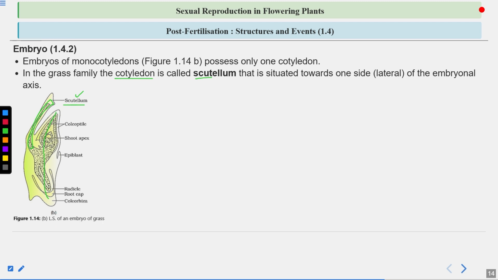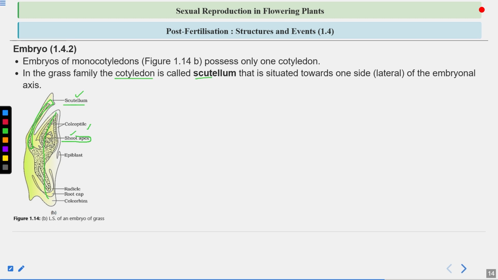And what you see in the embryonal axis of the monocot plant, you can see a shoot apex is there. Shoot apex, a part of the tissue that forms the shoot system. And this shoot apex is covered by a sheath-like covering, and that is called the coleoptile. So the coleoptile is providing protection to the shoot apex.